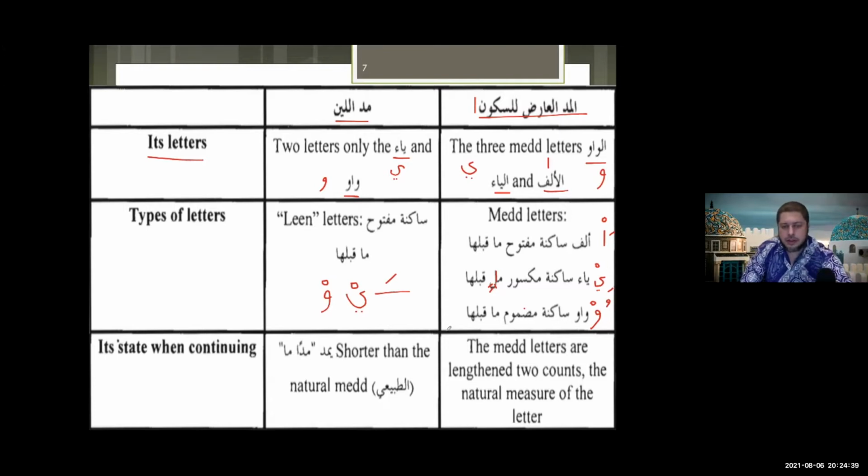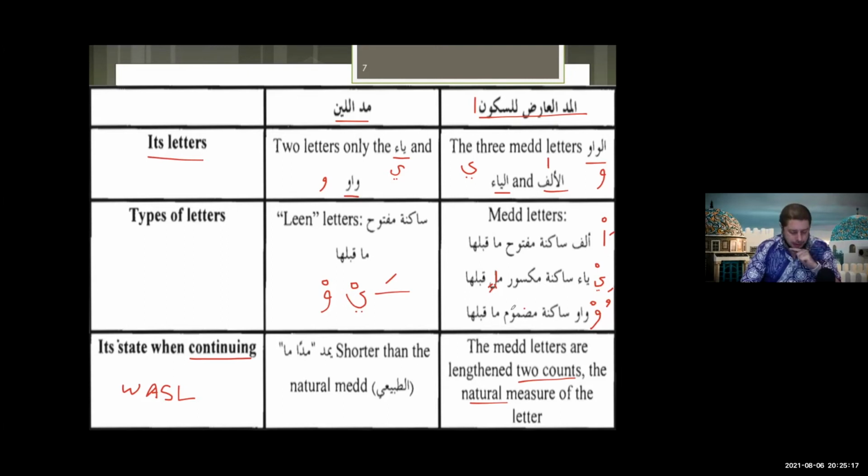Now, in terms of length, it's the state when continuing. If we do wasl, not waqf. You remember waqf? What is the meaning of waqf? To stop. Yes. So if we don't stop, if we continue from one ayah to the next ayah, how do we count the letters, or what type of lengthening will it be? All right, for last week's med, al-mad al-arid lis-sukun, it will be 2 counts, like the natural med. Very good, excellent.